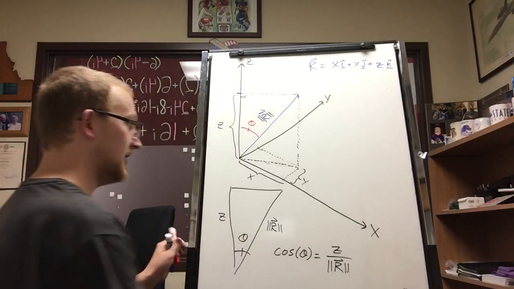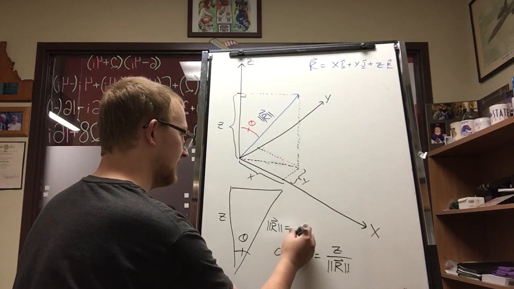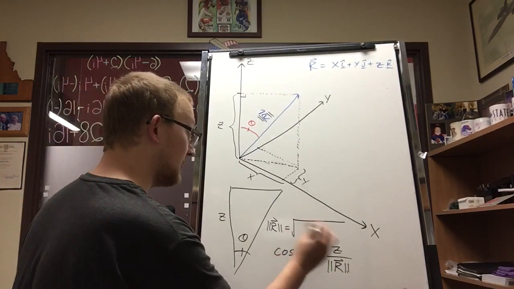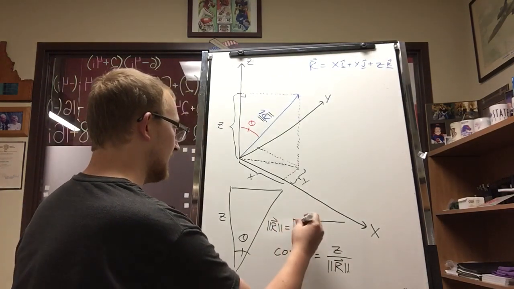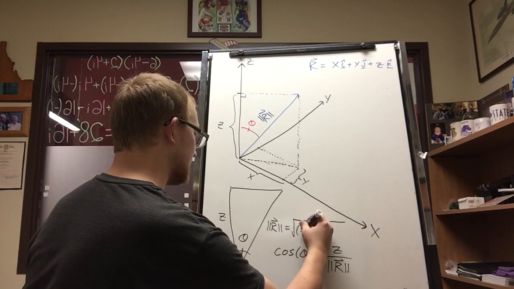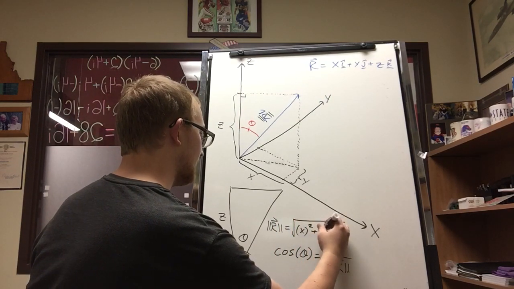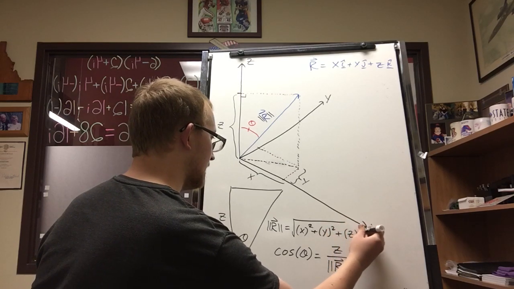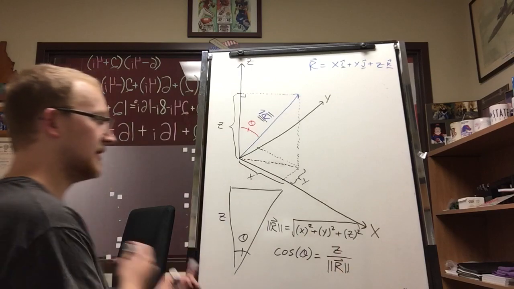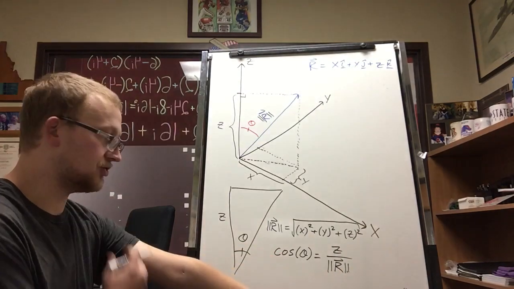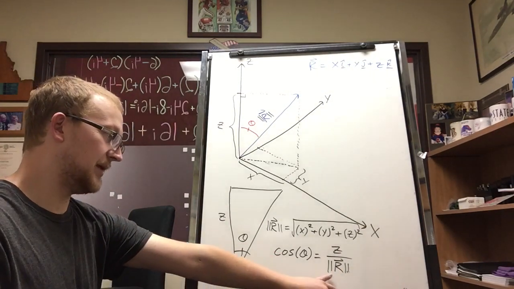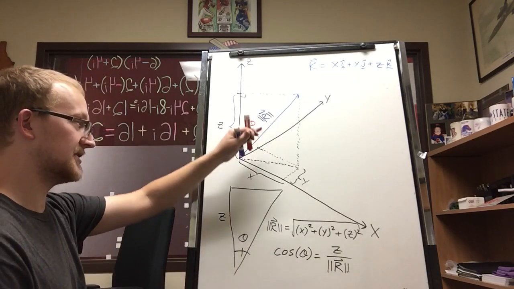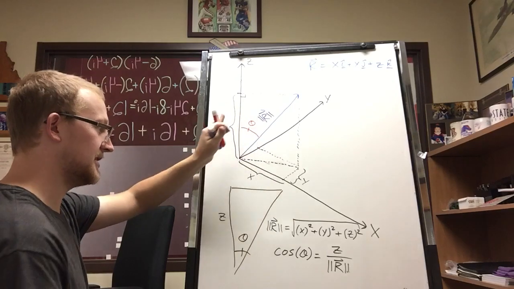Now I'd like to remind you now that the magnitude of r is found by using the three-dimensional Pythagorean theorem, which states that the magnitude of r is going to be x squared plus y squared plus z squared, all under the square root. So that's what I'm just using shorthand by writing the magnitude of r and saving some time. So now we want to solve for theta, which is the angle that our vector r makes with the z direction.